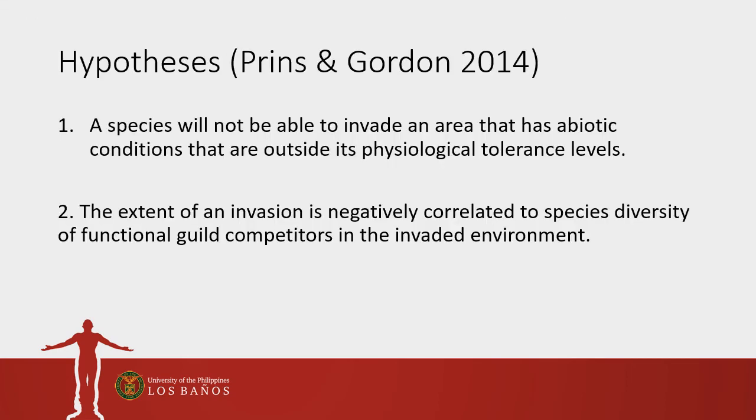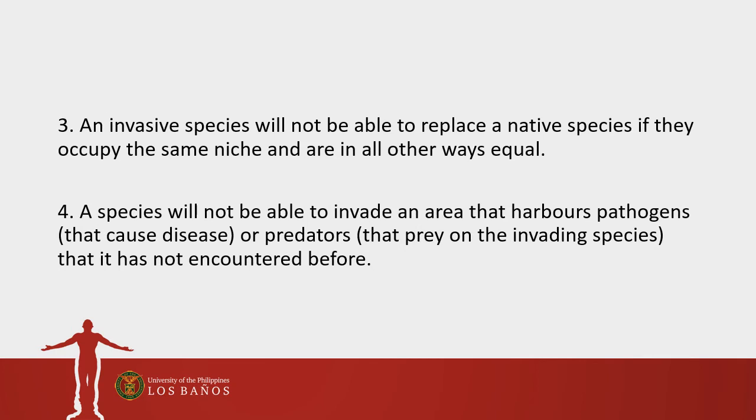These are the hypotheses of Prince and Gordon 2014. Number 1, a species will not be able to invade an area that has abiotic conditions that are outside its physiological tolerance levels. Number 2, the extent of an invasion is negatively correlated to species diversity of functional guild competitors in the environment invaded. 3, an invasive species will not be able to replace a native species if they occupy the same niche and are in all other ways equal.